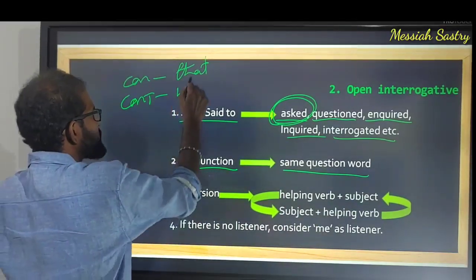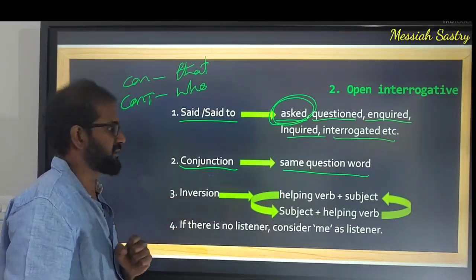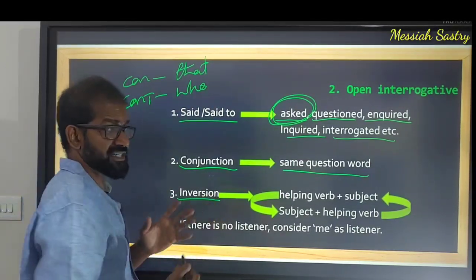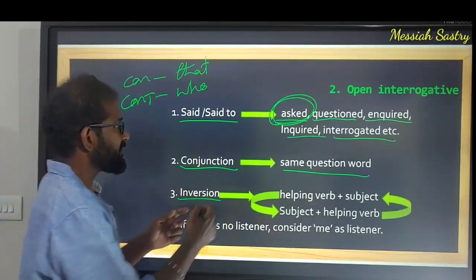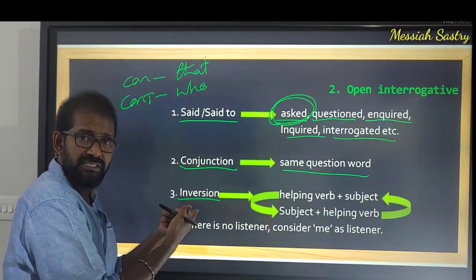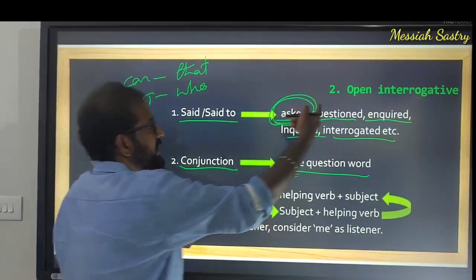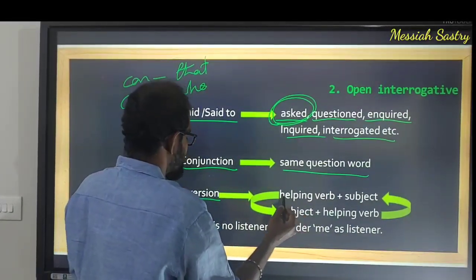Suppose it is who, we use who. Suppose it is when, we use when. Where, where. And inversion, this is very, very important. In open interrogative, we don't have this inversion in declarative sentences or assertive sentences. In open interrogative sentences, there is an inversion.